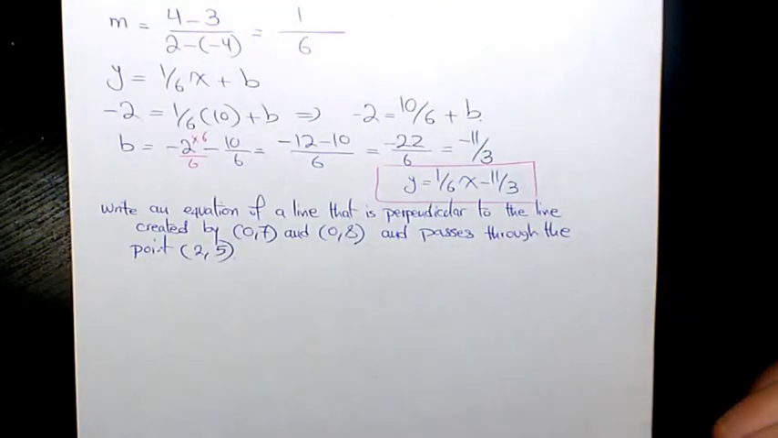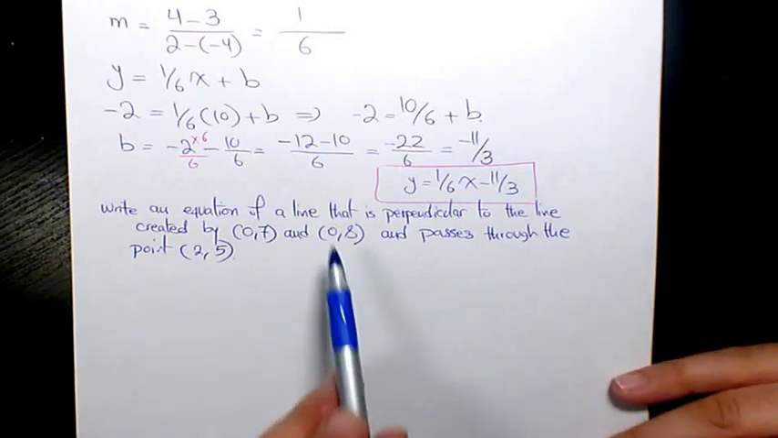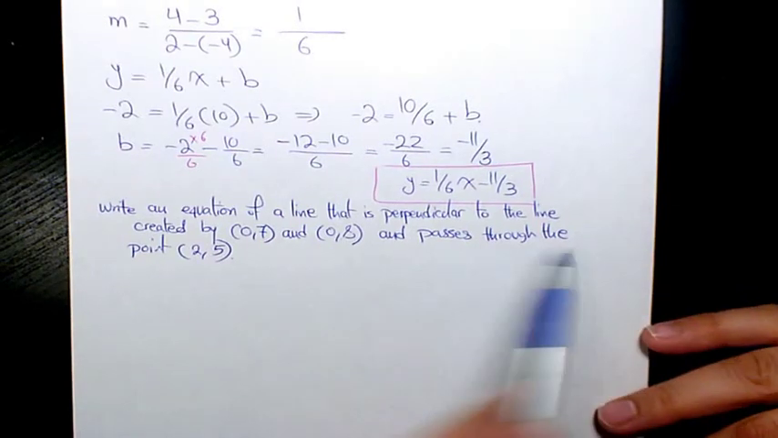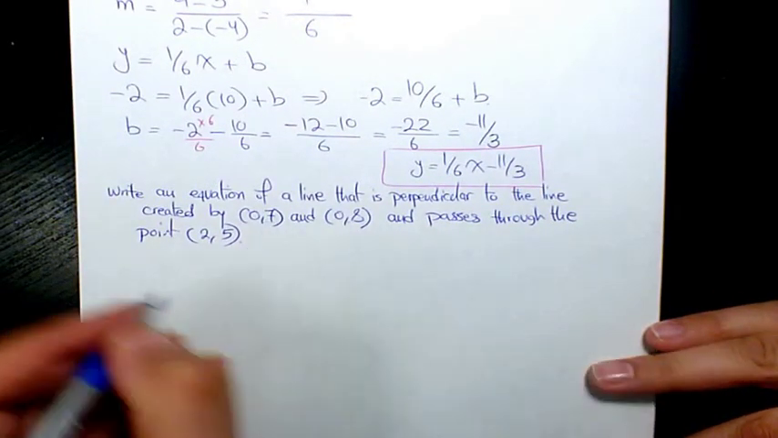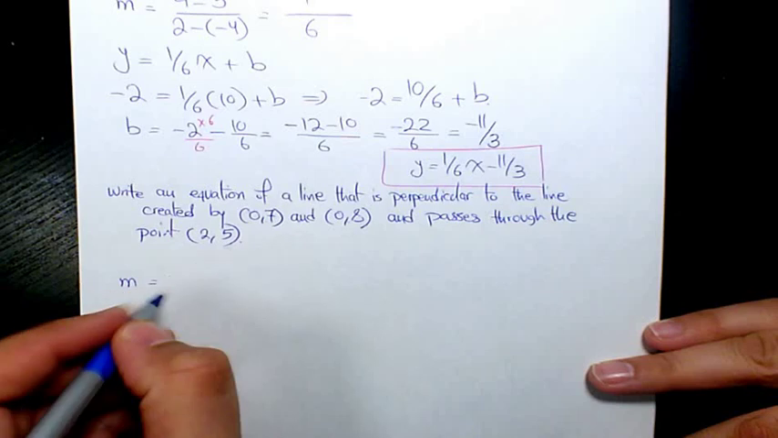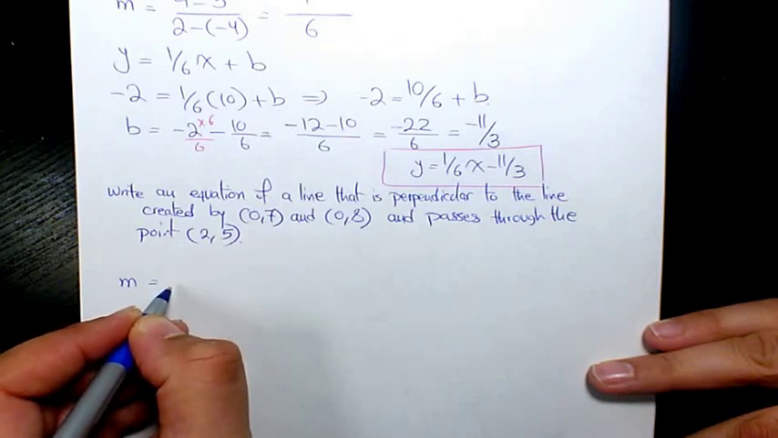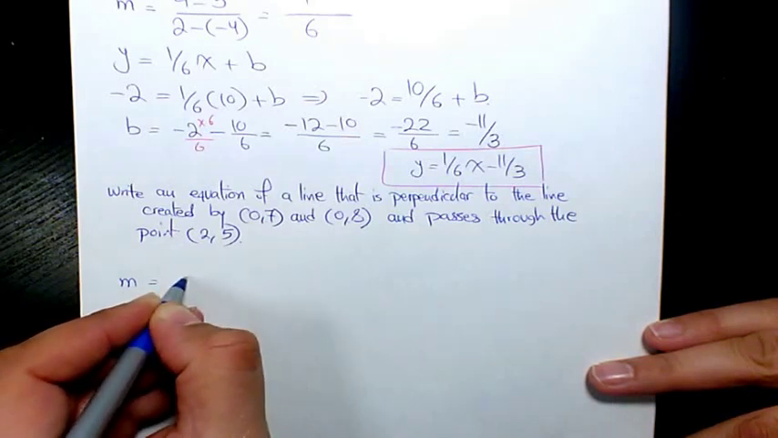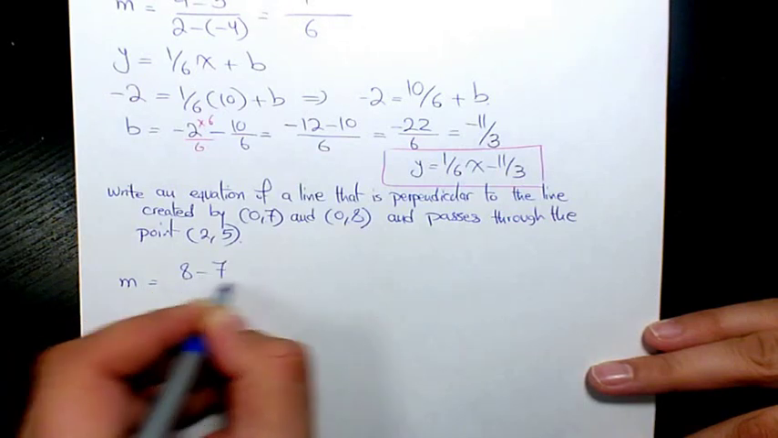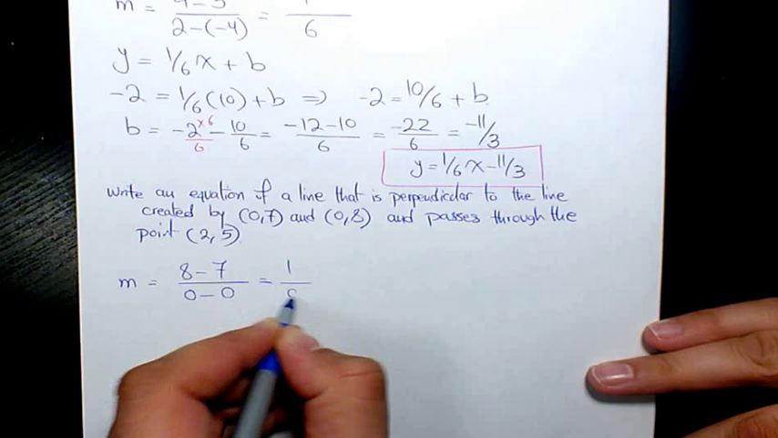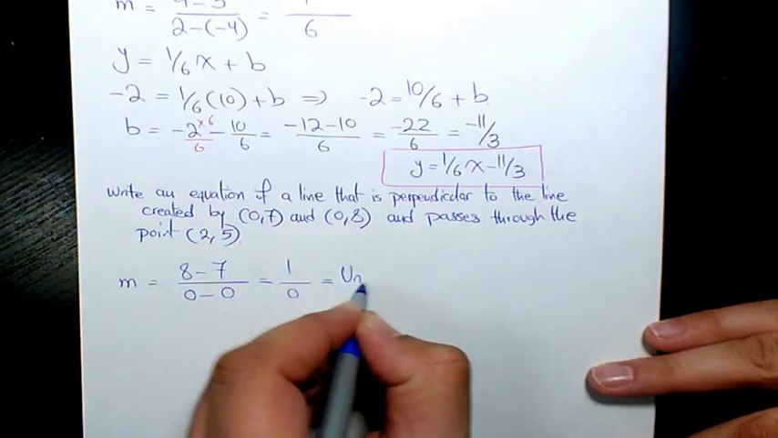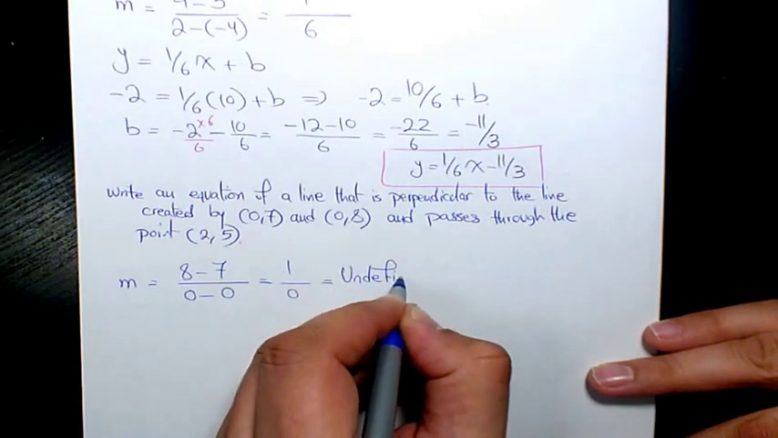Next one, write an equation of a line that is perpendicular to the line created by these two points and passes through the point (2, 5). So let's find the slope of this line. It's going to be 8 minus 7 over 0 minus 0, which is going to be 1 over 0. It means that the slope is going to be undefined.